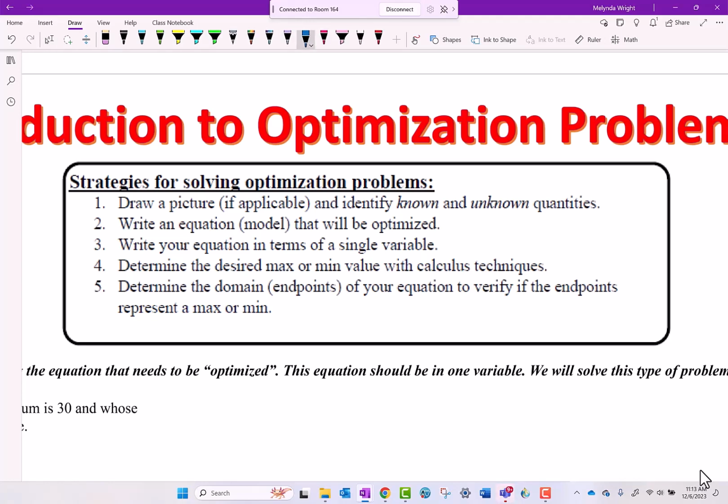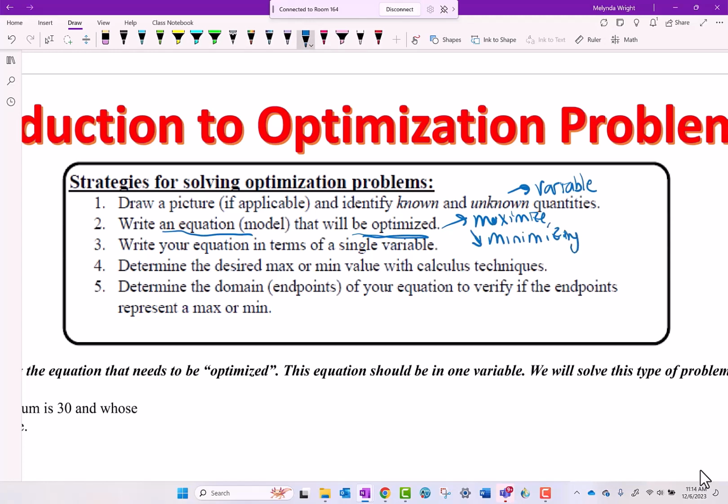And so here's the process. If it's a geometric shape, we would draw a picture and we would identify the quantities we know, and give a variable. So we would want to assign a variable for unknown quantities. We would write an equation that we want to optimize. And what optimize means is maximize or minimize. That's what optimization means. We're going to be maximizing or minimizing a quantity.